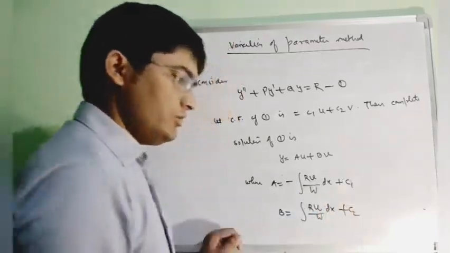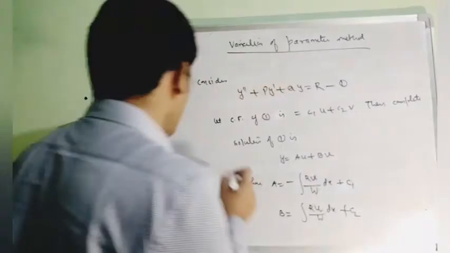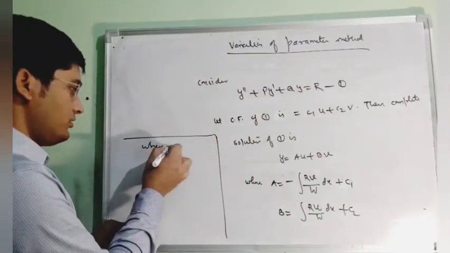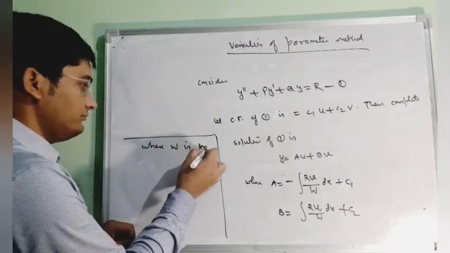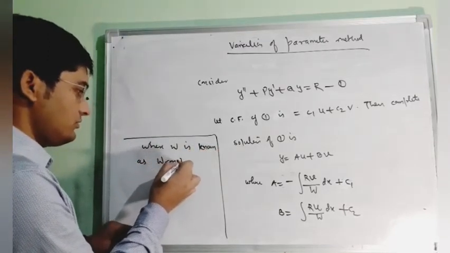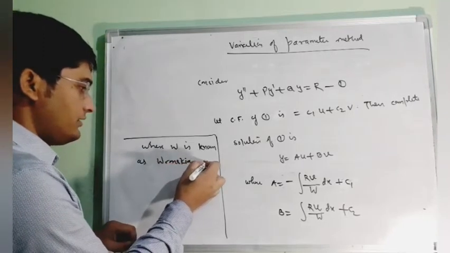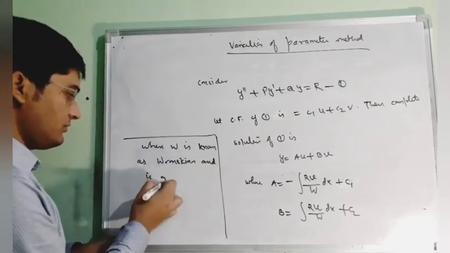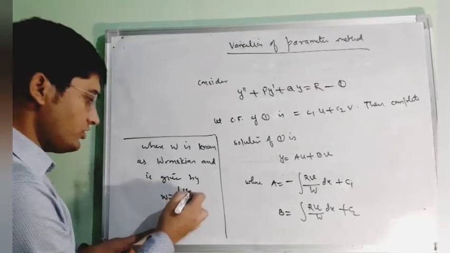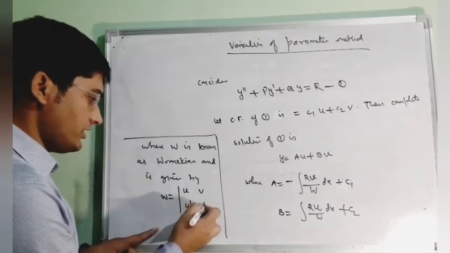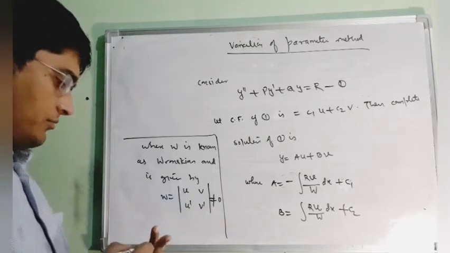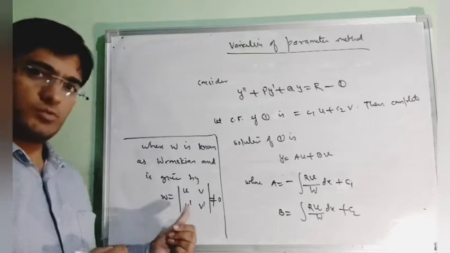Now what about w? What is w? W is known as the Wronskian, and it is given by the determinant with rows u, v and u dash, v dash. And please note that this Wronskian should not be equal to 0.